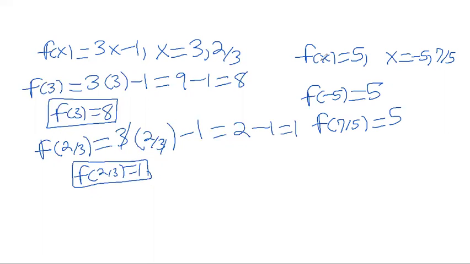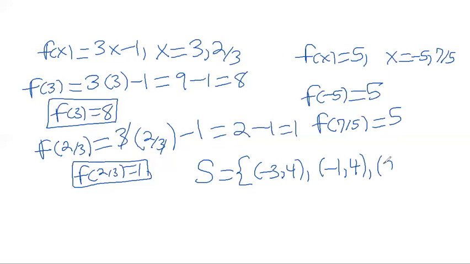Okay, so the next type of problem is we're going to look at a set, call it S, and within this set we have the numbers -3, 4, that's a point. We have -1, 4. Another point is 2, 3. And the last point in this set is 4, -1. So I want to find the domain of this.